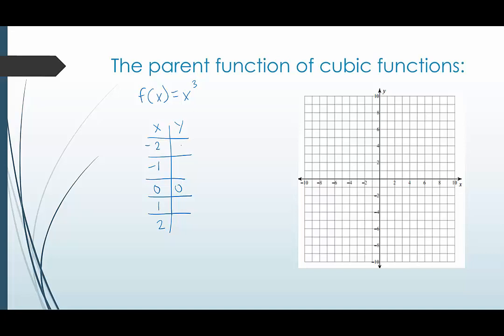So -2 cubed is -8. -1 cubed is -1. 1 cubed is 1, and 2 cubed is 8. So the graph of the parent function would be (-2, -8), (-1, -1), (0, 0), (1, 1), and (2, 8). And so it has like a curve in it. Let's see if I can do it.